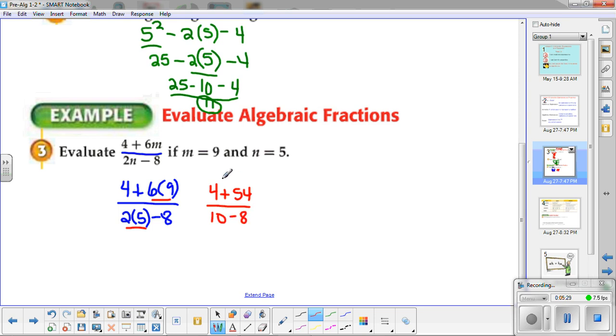Now when I actually do 4 plus 54, I get 58. And on the bottom, 10 minus 8 is 2. 58 divided by 2 is 29.